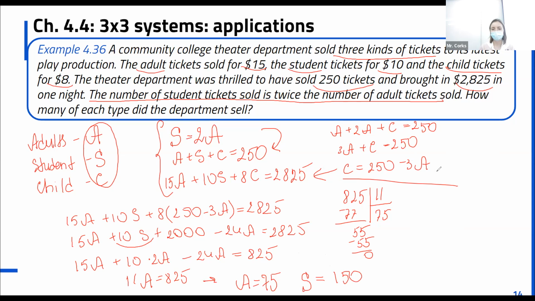And we can input our value of adult tickets into this equation. So we have 250 minus 225, minus 150. Oops.